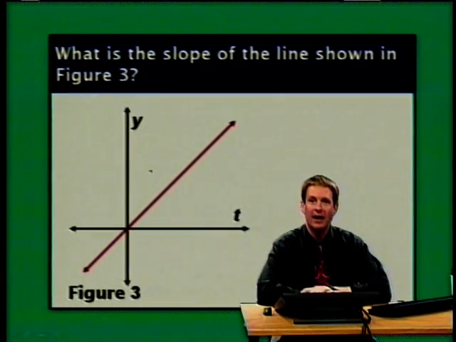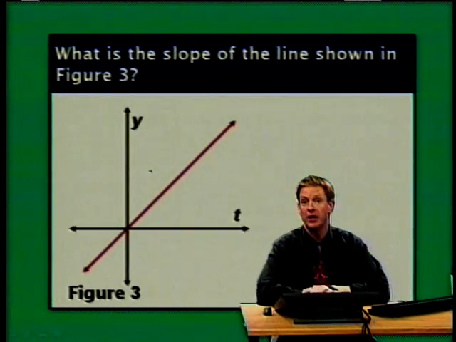Let's consider another place where mismatched scales might create an illusion, an appearance that is in fact not borne out in reality. Let's look at this line graphed on a y-t axis system. The question is, what is the slope of the line shown in figure 3? You know what the answer is? I have no idea, because there's no scale.